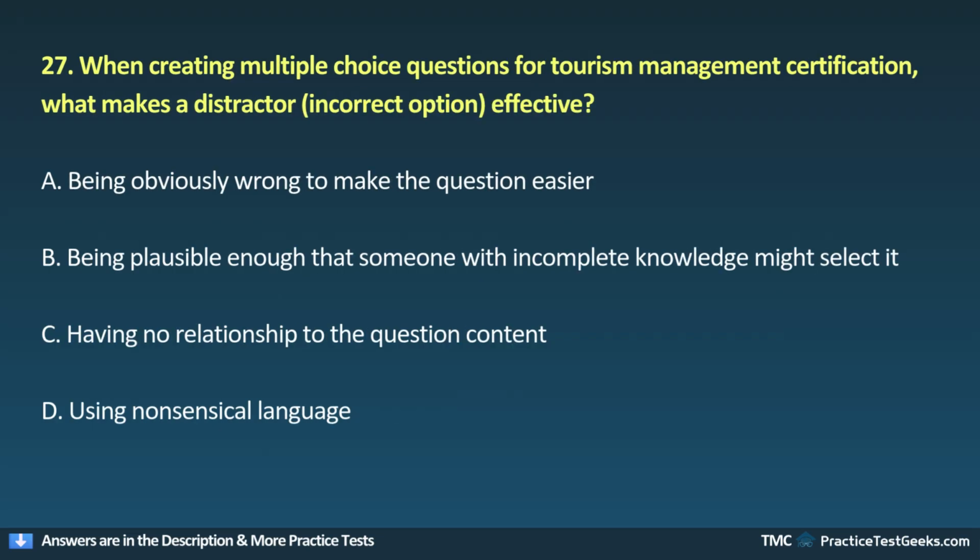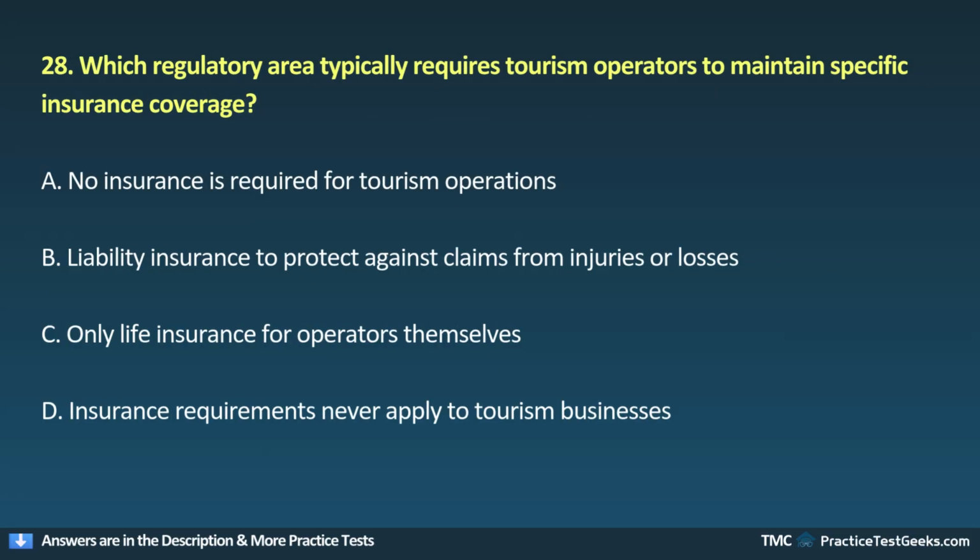27. When creating multiple choice questions for tourism management certification, what makes a distractor, an incorrect option, effective? A. Being obviously wrong to make the question easier. B. Being plausible enough that someone with incomplete knowledge might select it. C. Having no relationship to the question content. D. Using nonsensical language.